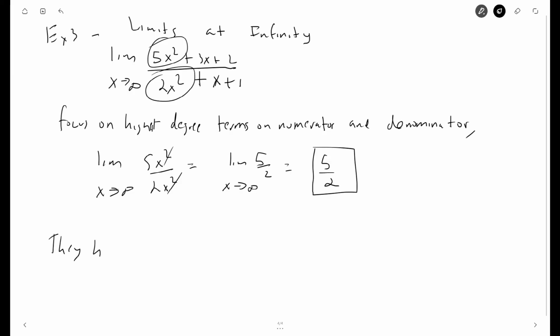So they help us define continuity, derivatives, and integrals.